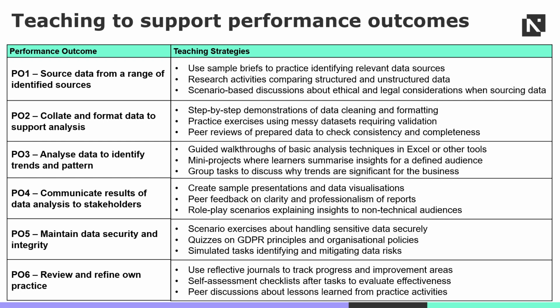And then finally, performance outcome 6, which is reviewing and refining own practice. So here learners are expected to reflect on their work and identify ways to improve. And you can support this by encouraging students to keep a reflective journal after each project or task, providing self-assessment checklists so they can evaluate what went well and what could be developed, and facilitating peer discussions about lessons learned, helping students build professional self-awareness.